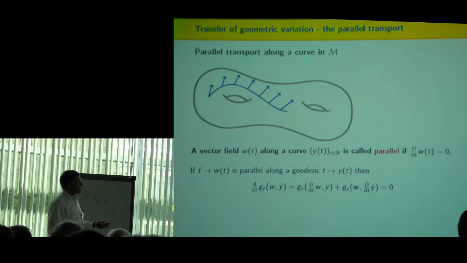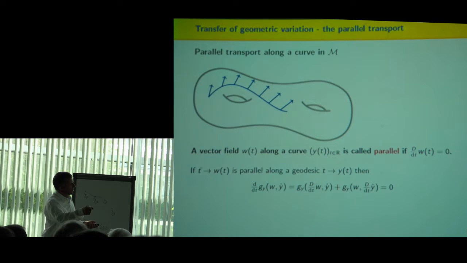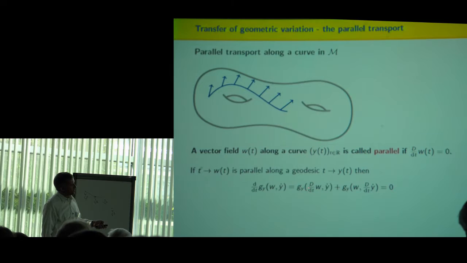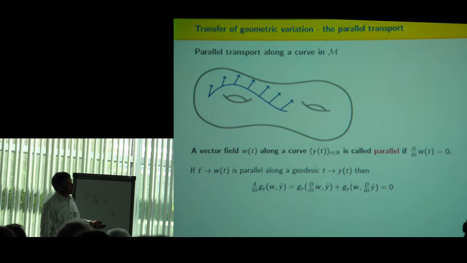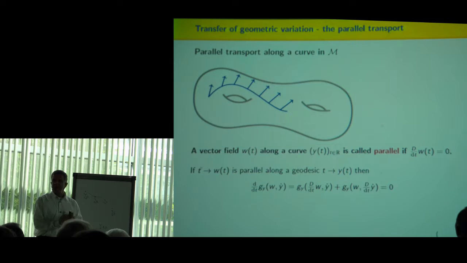If we differentiate here the angle between the velocity direction of the geodesic and vector field, then we see we can use the product rule. This is zero because it's parallel. This is zero because the motion field of the geodesic is parallel. So this is all zero. That means the angle along a geodesic of a parallel vector field does not change.